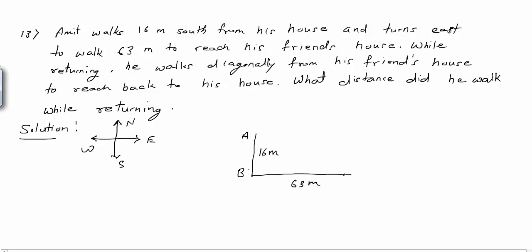Now this angle is 90 degrees, as north and east are perpendicular to each other. And he reached his friend's house, which is C. Now while returning, he moved diagonally, using this path from C to A. And this I have to find out. What is the value of this AC?